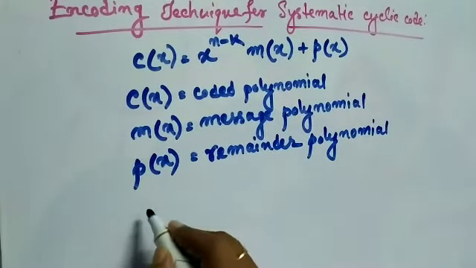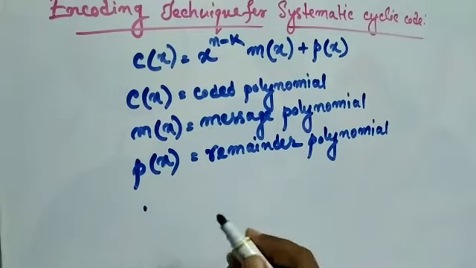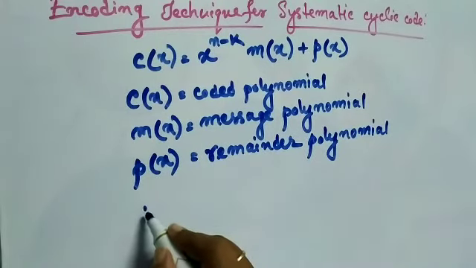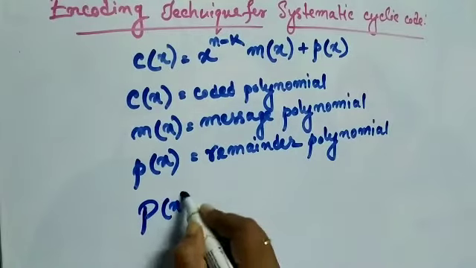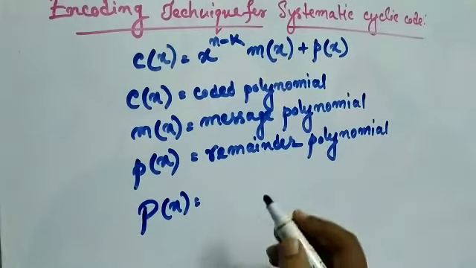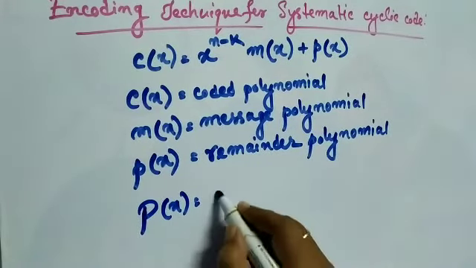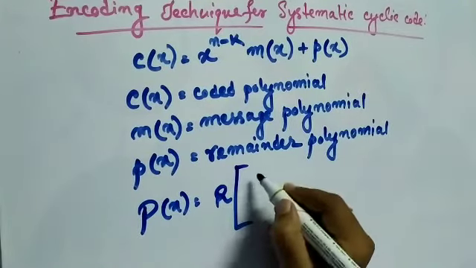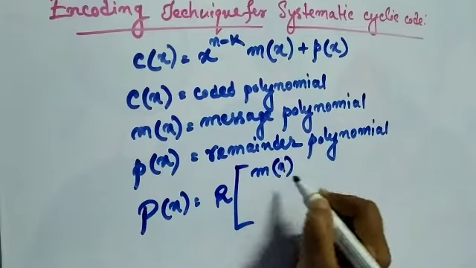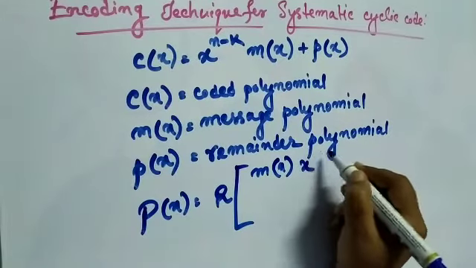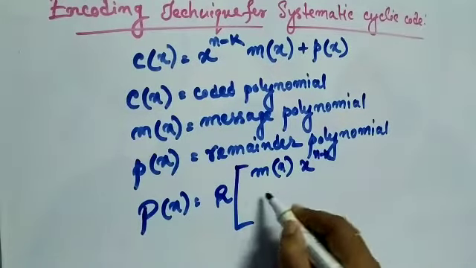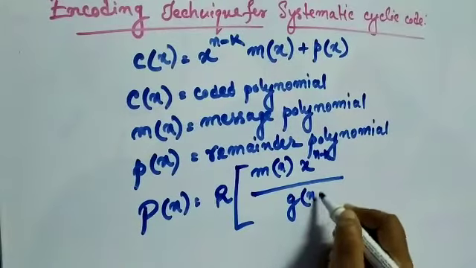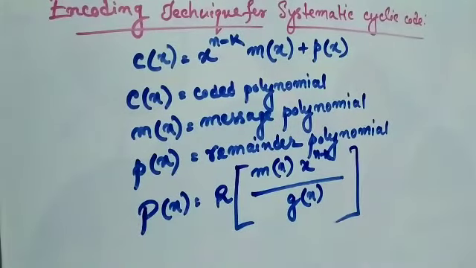And the value of px, that means how we can calculate that remainder polynomial, is calculated by the remainder of mx into x to the power n minus k divided by gx, where gx is the generator polynomial.